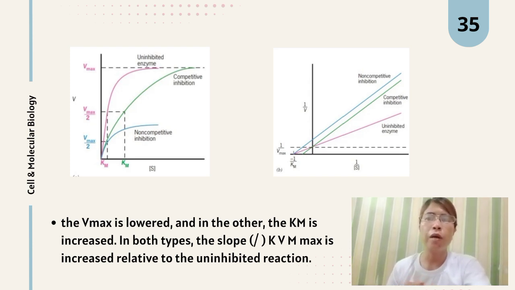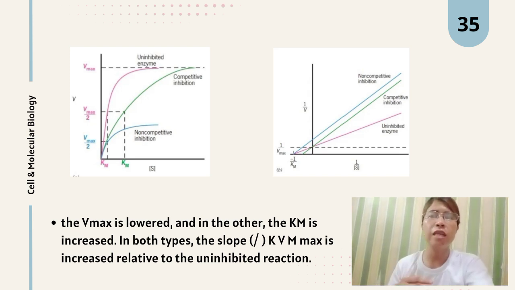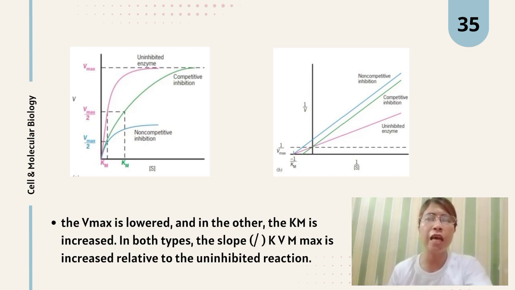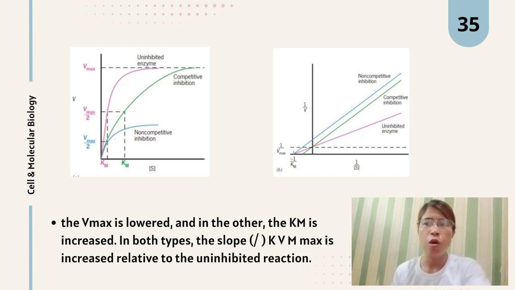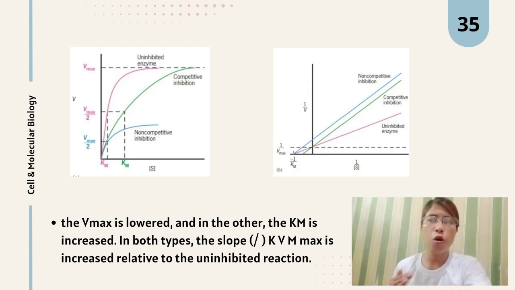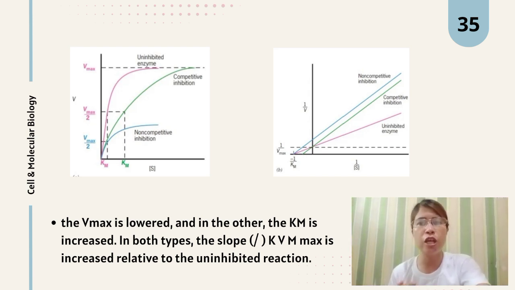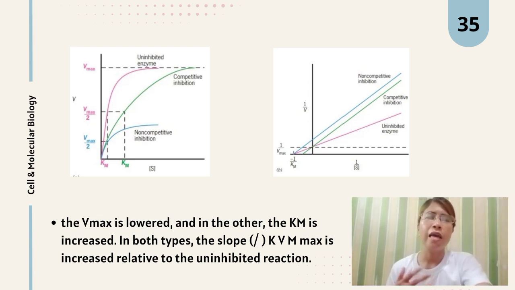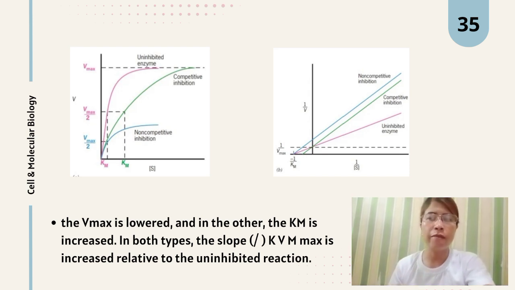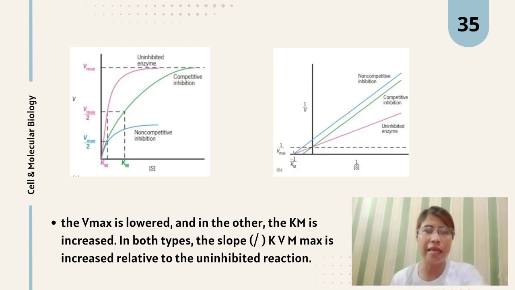Dun sa non-competitive inhibition naman, yung blue curve shows the effect of a non-competitive inhibitor. In non-competitive inhibition, yung inhibitor ay nagbi-bind to a different site on the enzyme, not directly competing with the substrate. Pag nangyari to, this lowers the maximum velocity, but the Km or the Michaelis constant remains unchanged because the inhibitor doesn't affect substrate binding.